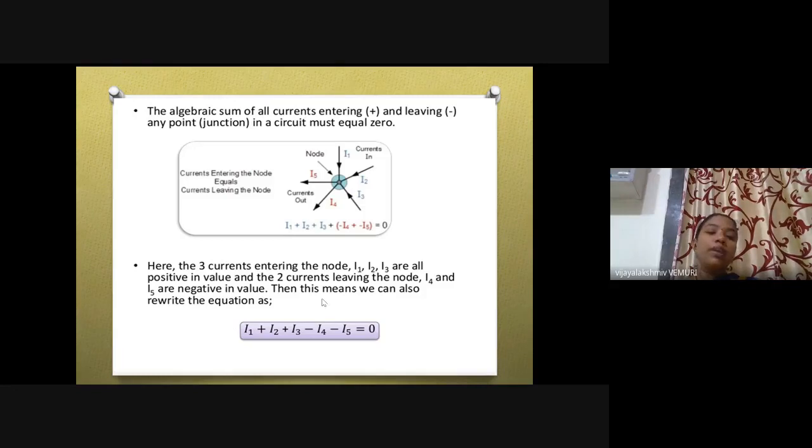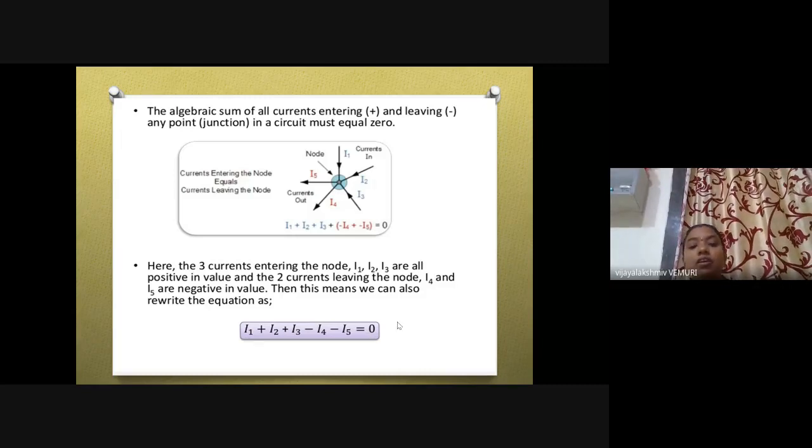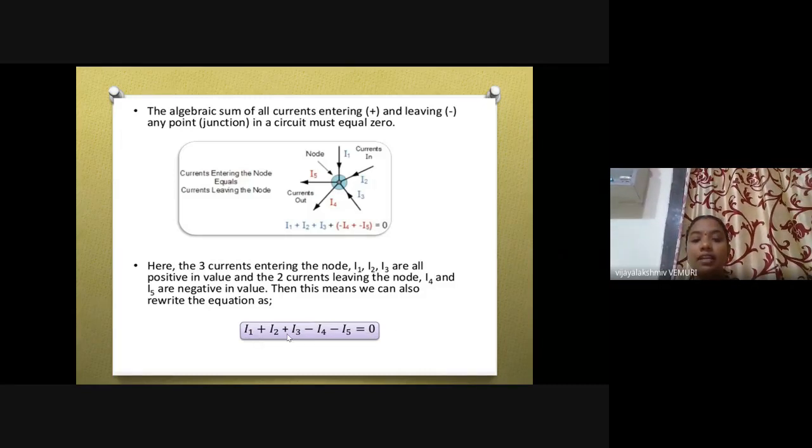When I talk about the algebraic sum, that is a combination of positives as well as negatives. When I talk only about the sum, then I1 plus I2 plus I3 will be equated to I4 plus I5. That is only the summation, which is called the sum. Algebraic sum means we are adding negatives as well as positives. So the sum of the currents entering is equal to the sum of the currents leaving at a junction point, which is also termed KCL.